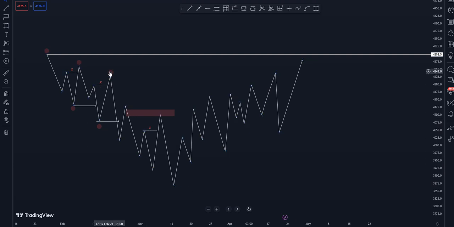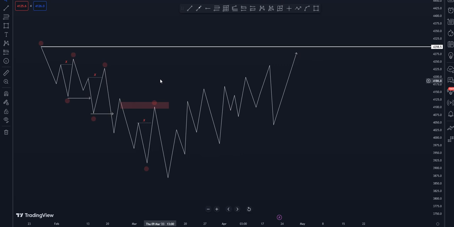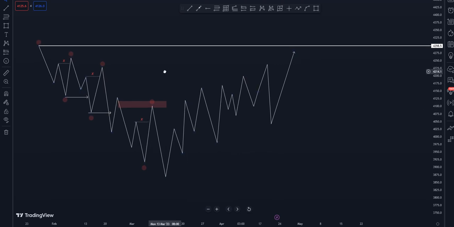So guys, this is the proper way to mark structure. I don't know if it makes sense, guys. If it doesn't make sense, rewatch the video, so that you will understand, because I'm gonna make a part 2 when I show you on the real market. So guys, this is the way to mark the structure.